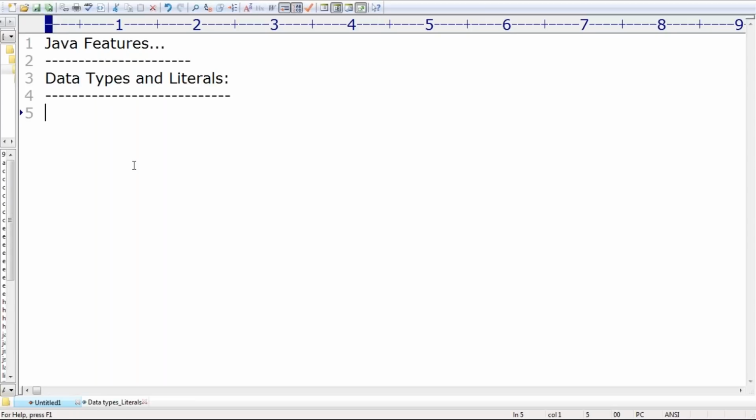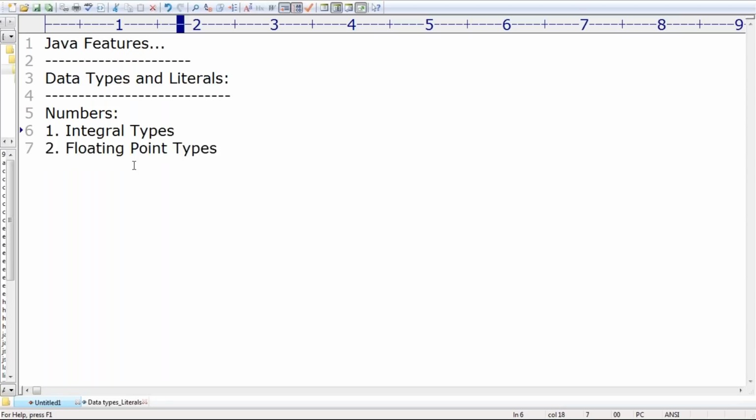Two types. One is just to represent numbers. The first one is integral types. The second one is floating point types.